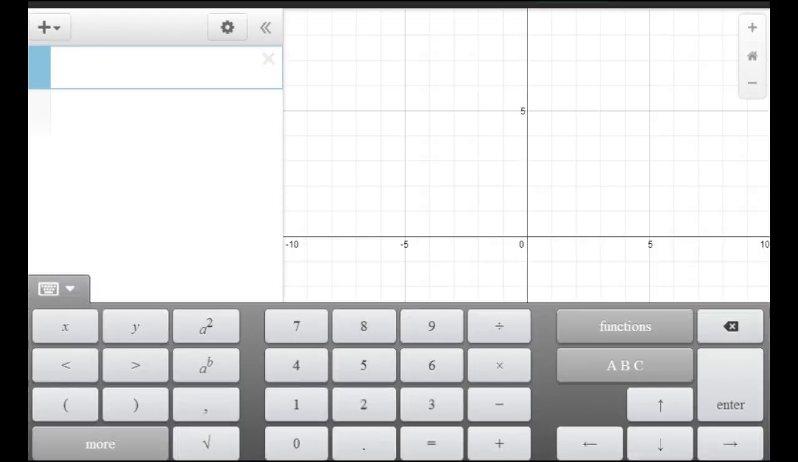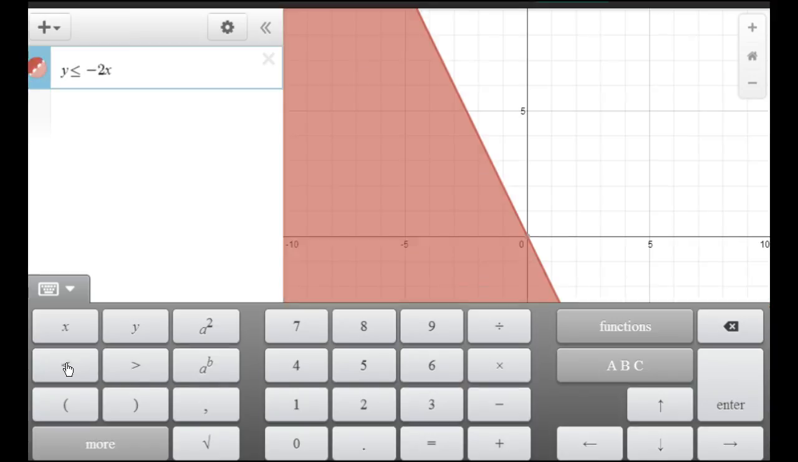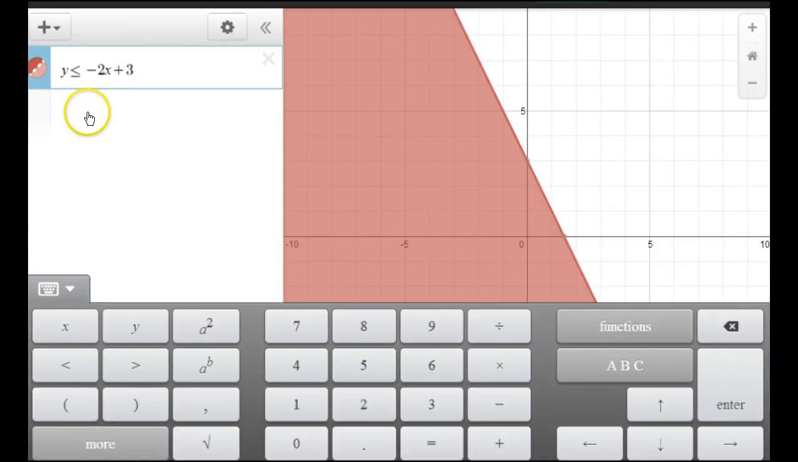Alright, so let's go ahead and actually plug in maybe number 3 that we just did. So there's y right here. And then to get the less than or equal to, here's the less than, the greater than. If you get the equal to, hit more, and then click the button. And then we just type in -2x. And you can see the shading, everything pop up. And then +3, and I'll just move it up 3.